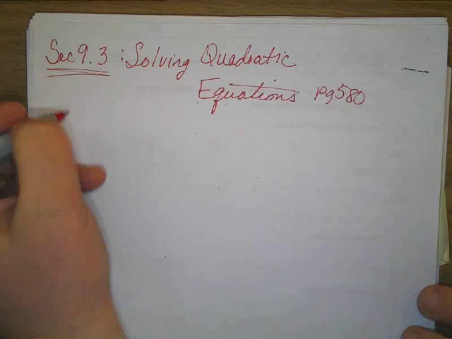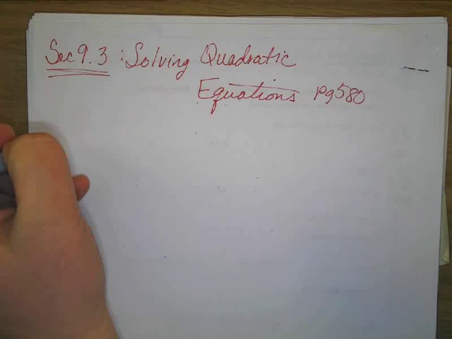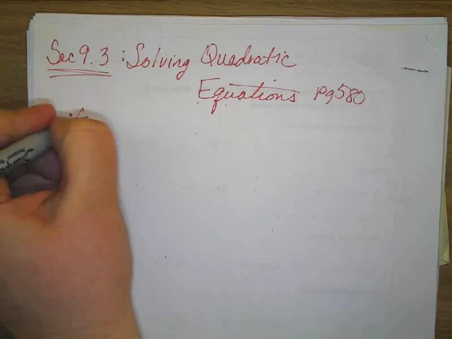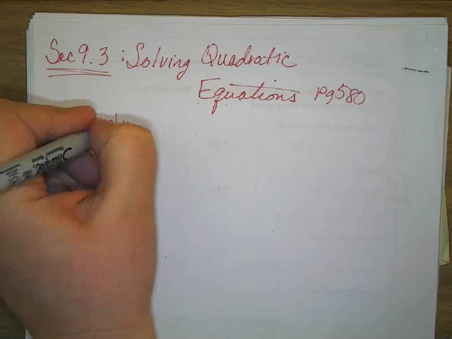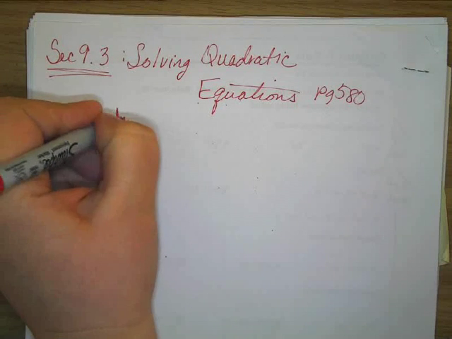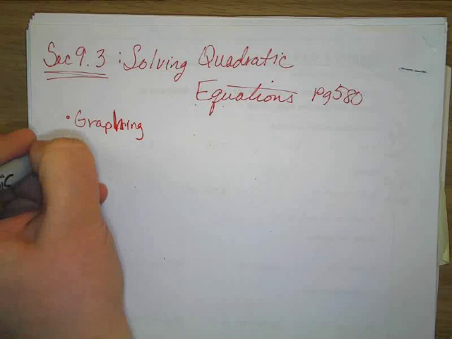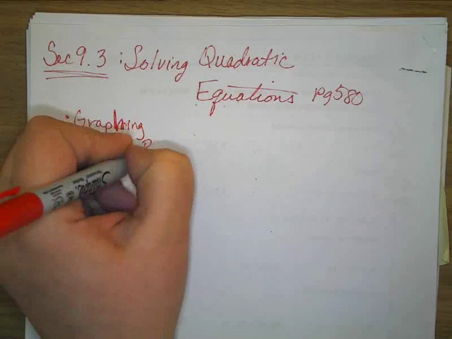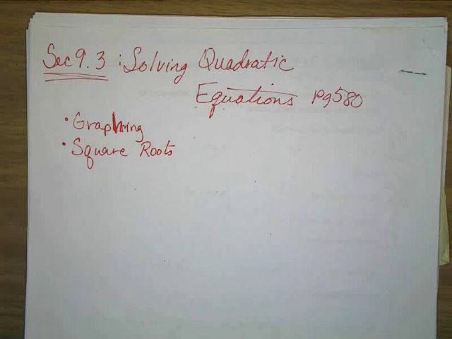So there's multiple ways to solve quadratic equations. Today we're going to use two methods. We're going to solve by graphing, and we're also going to solve by what they call the square roots, and you'll see what we mean. Later we'll learn how to do it with factoring. We'll also learn this wonderful thing called the quadratic formula.